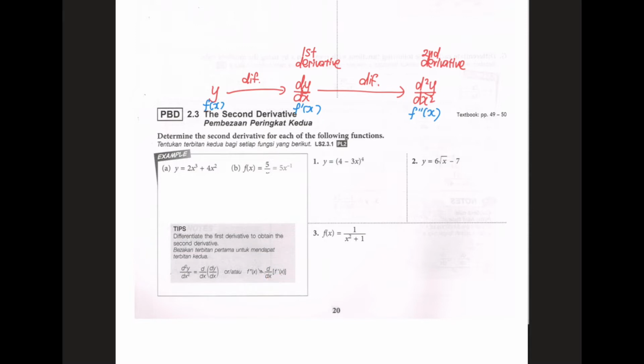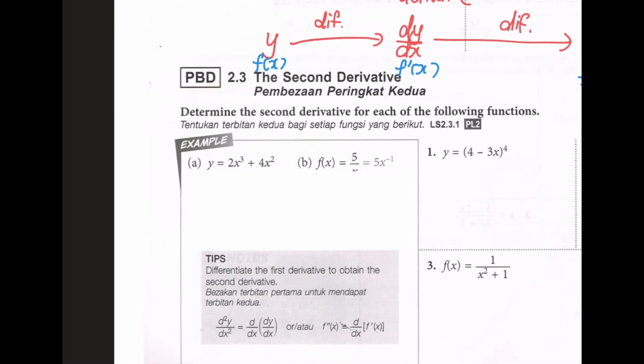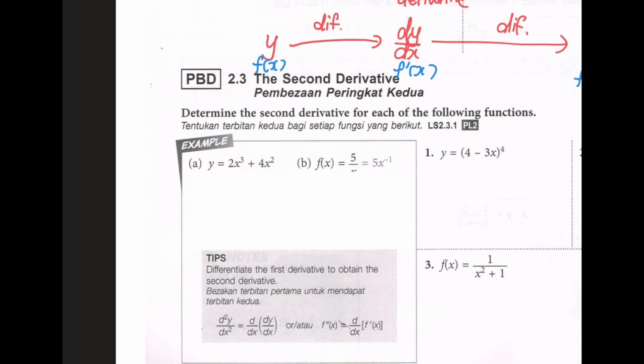Okay, so let's see one example. It is not hard one. As long as you remember the formula of differentiation, this one will just work accordingly. So you have y equal to 2x cubed plus 4x squared. You differentiate, you will get 6x squared. Then you differentiate 4x squared, you will get 8x.